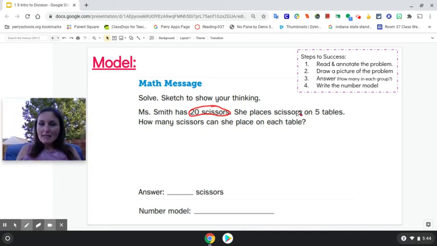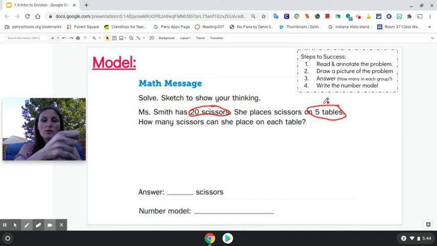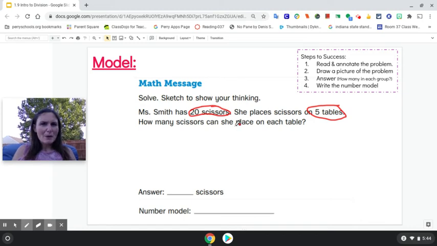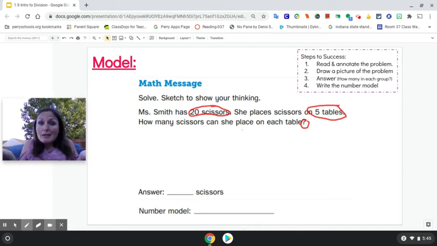It says she places scissors on 5 tables. So she's taking a pair of scissors and putting another pair of scissors on each table, and she's got 5 of them. And the question here, what's my job? What am I trying to figure out? Well, it says how many scissors can she place on each table? So I'm trying to figure out how many scissors go on each table. We know we have 5 tables. We know we have 20 scissors, but how many scissors does that make go on each table?